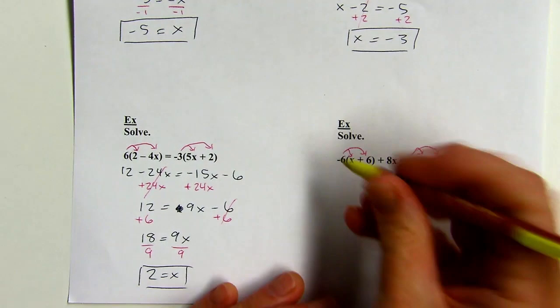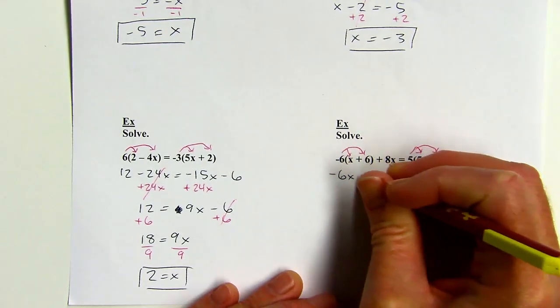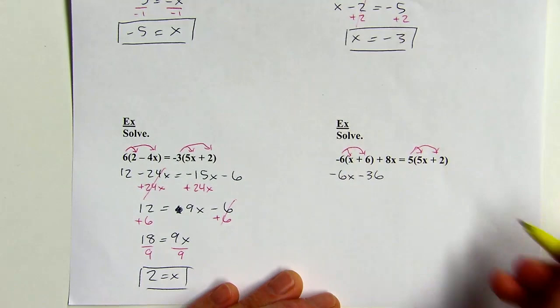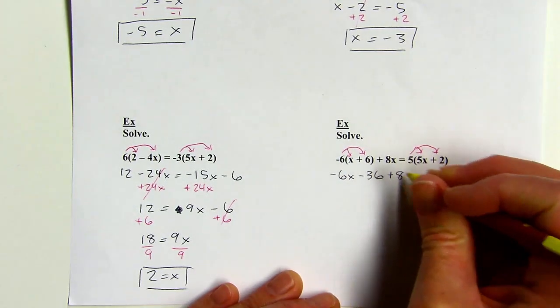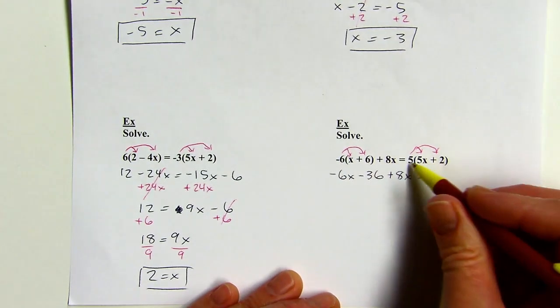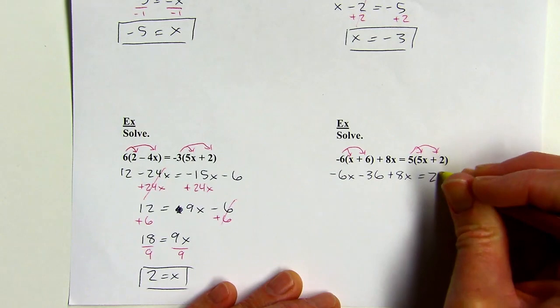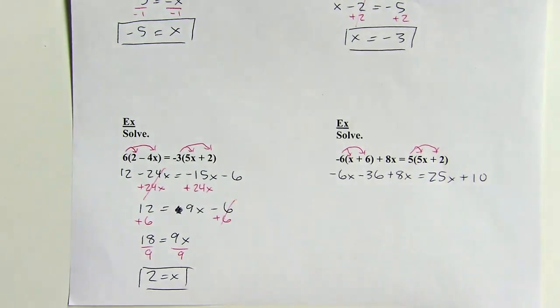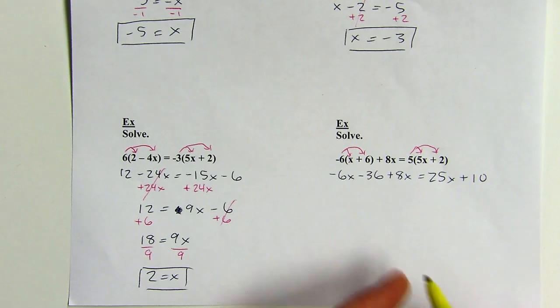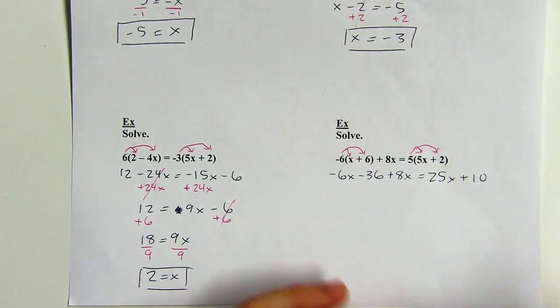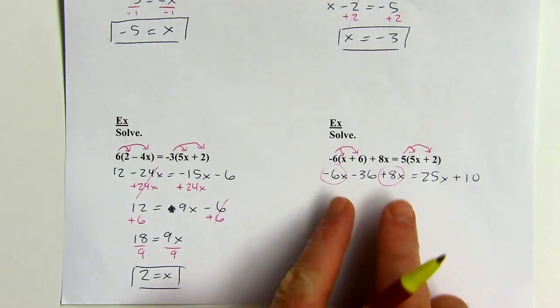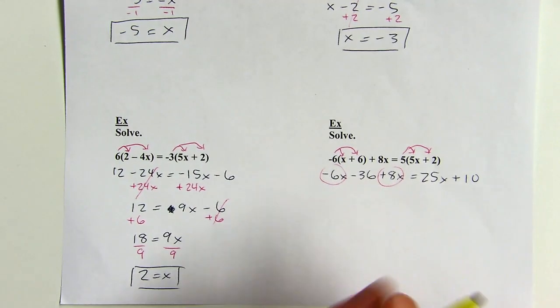So let's see, I've got negative 6x minus 36. Negative 6 times 6 is negative 36. I still got the plus 8x there. On the right side, 5 times 5x is 25x. And 5 times 2 is 10. Okay. All right. So now I'm looking. I do have some like terms on the left side of the equation that I can combine. I can combine these two, right? Those are like terms. So let's combine them. Negative 6x plus 8x would be 2x.